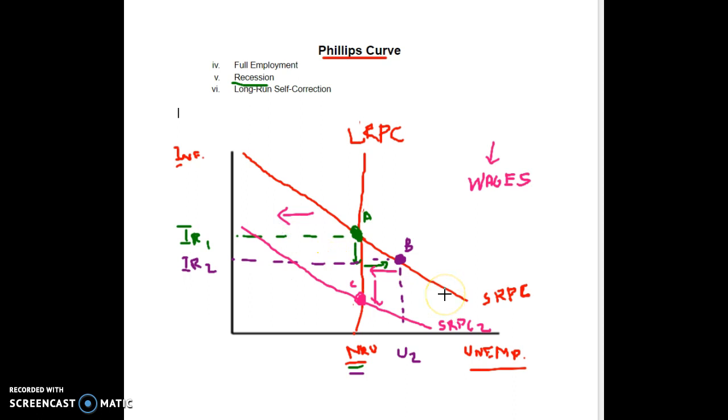In the long run, our short run Phillips curve is going to shift back to full employment. Okay, so that's going into a recession. Next, we'll look at what happens when we go into an inflationary gap.